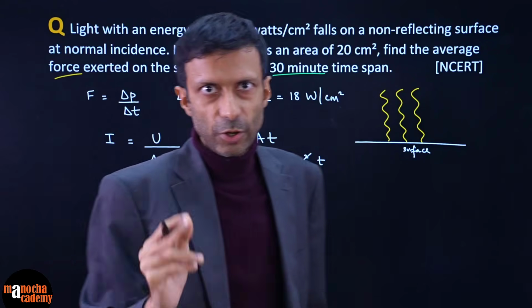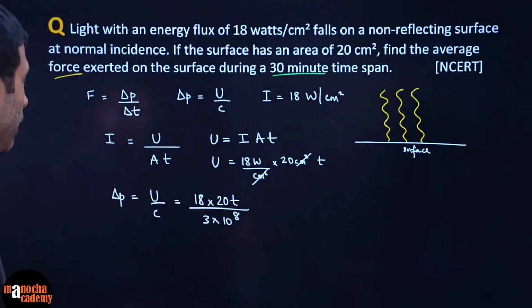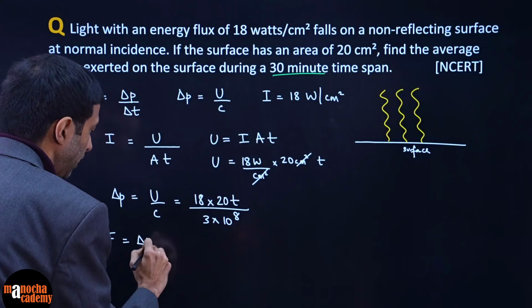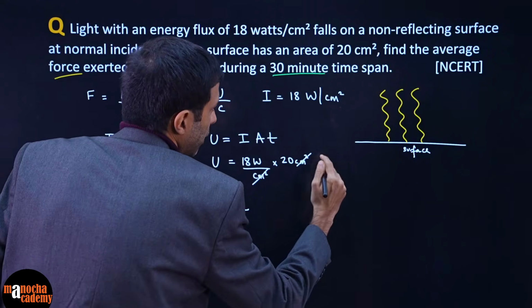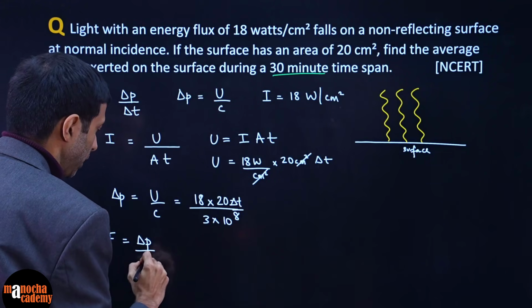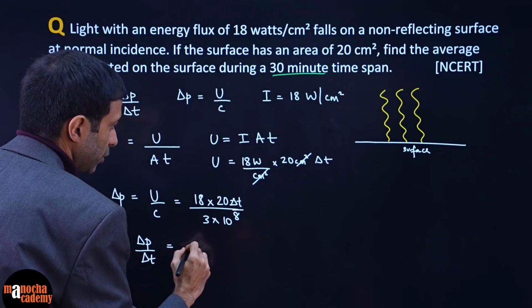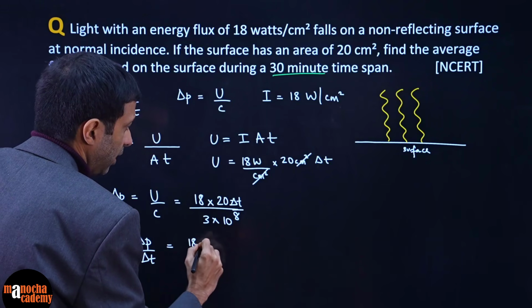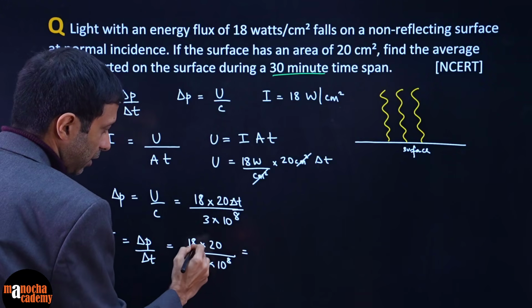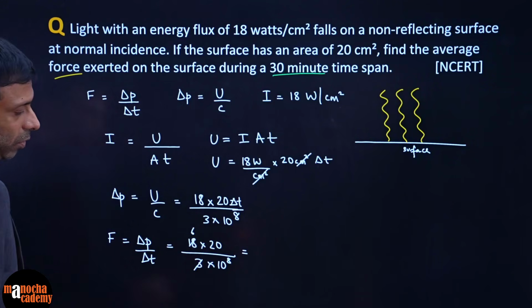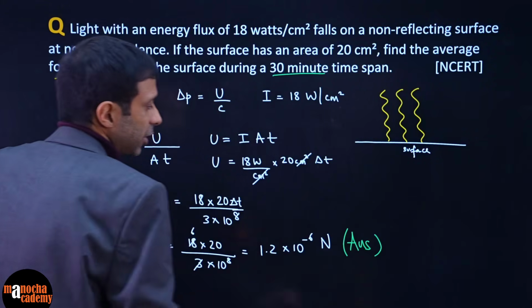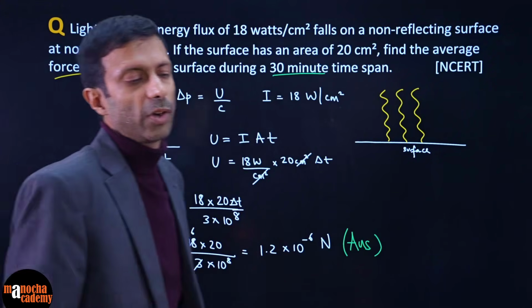Check. Are you guys getting it? Okay. So here see, if you work out, force will be delta P by T. I'll put it as delta T if I use the delta notation. So delta P by delta T, which is nothing but 18 times 20. So work this out. See here, you'll get 6. So that is the answer. Done. Such a beautiful, nice question, right?